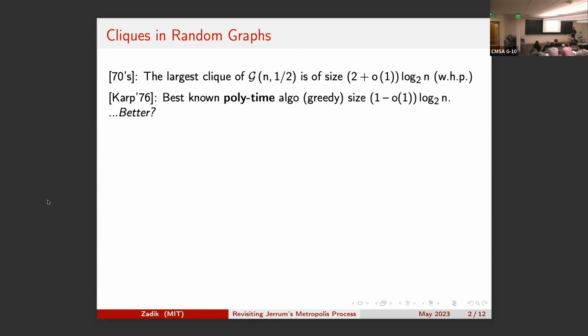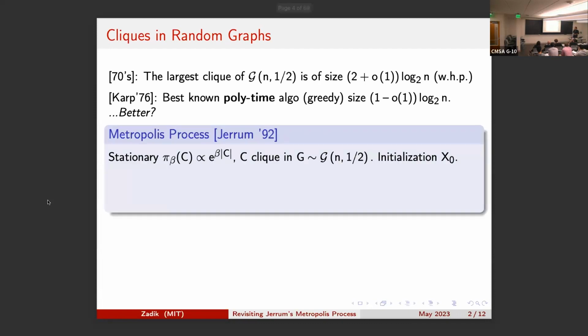Where does the Jerrum analysis of the Metropolis process come in? To this day, many, many people have tried to understand this phenomenon, okay? And Jerrum in 1992 made an attempt to understand it. What he said is: what I'm going to do is study some natural Markov chains for this, and I will understand whether they could surpass, or why they cannot surpass, the (1 plus epsilon) log n barrier.